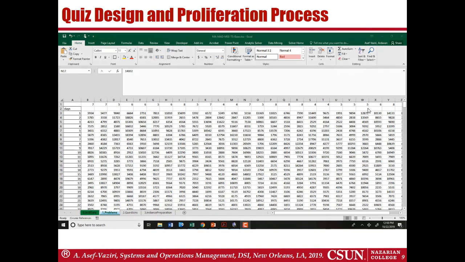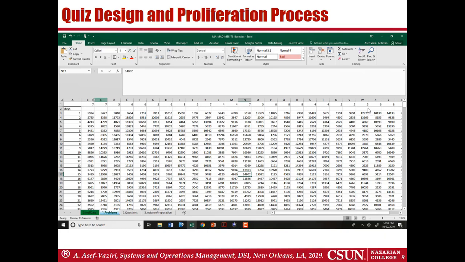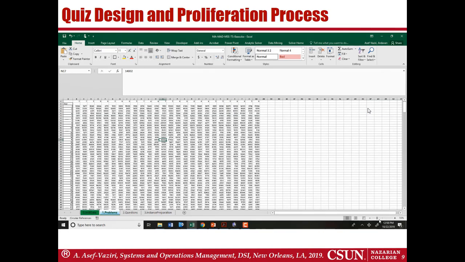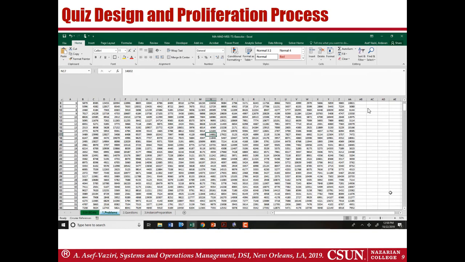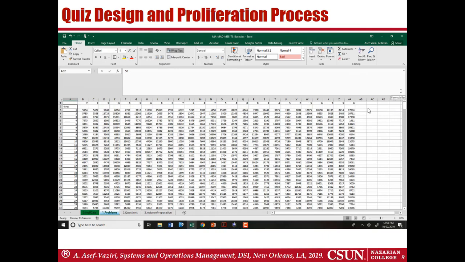Here is a quiz that I generate for moving average. As usual, I have instances of each problem. This is a moving average. Each problem having 50 pieces of data, which will be delivered using an Excel file that I attach to each quiz. And then here it says how many period moving average.